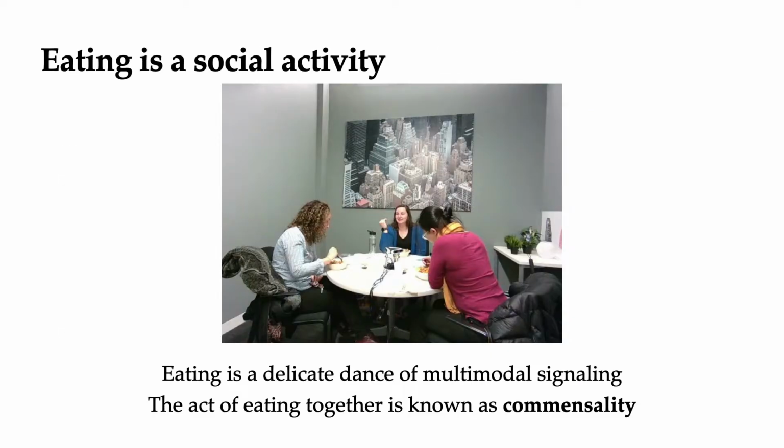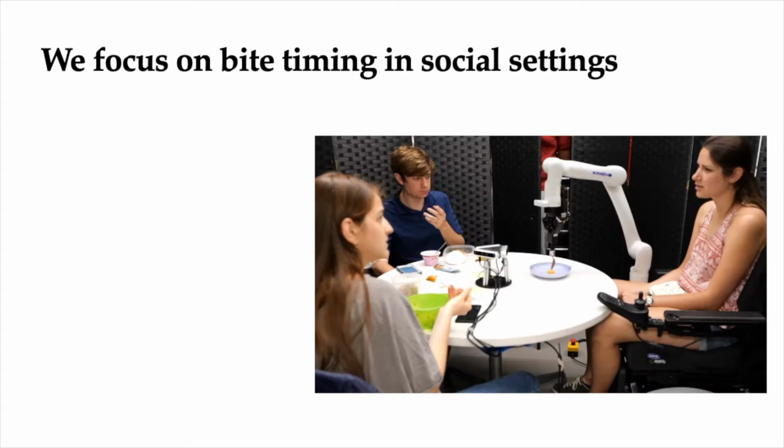Generally, eating is a very social activity, but it's also a delicate dance of multimodal signals using gaze, gestures, facial expressions, and speech, just to name a few. The act of eating together socially is known as commensality. Previous work with robot-assisted feeding systems mostly focused on human-robot dyads. In this work, we aim to learn when a robot should feed someone in social settings.